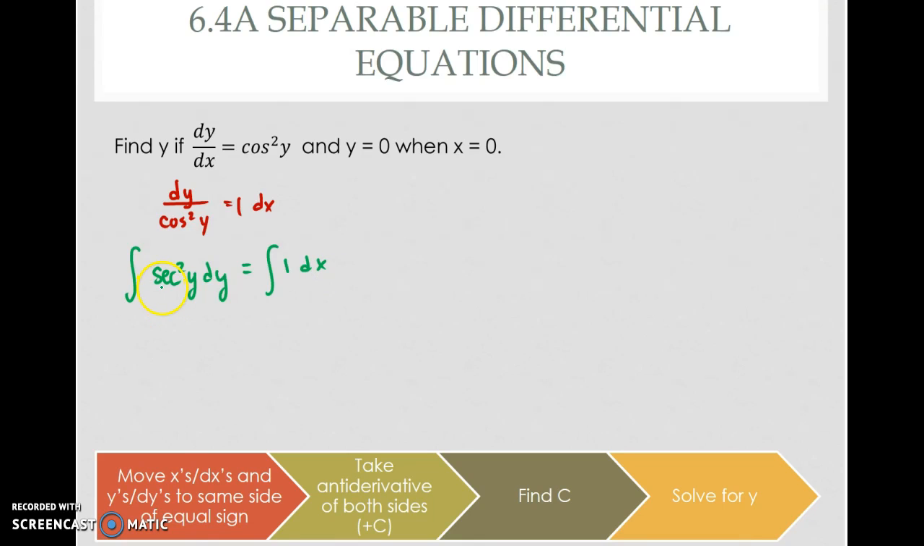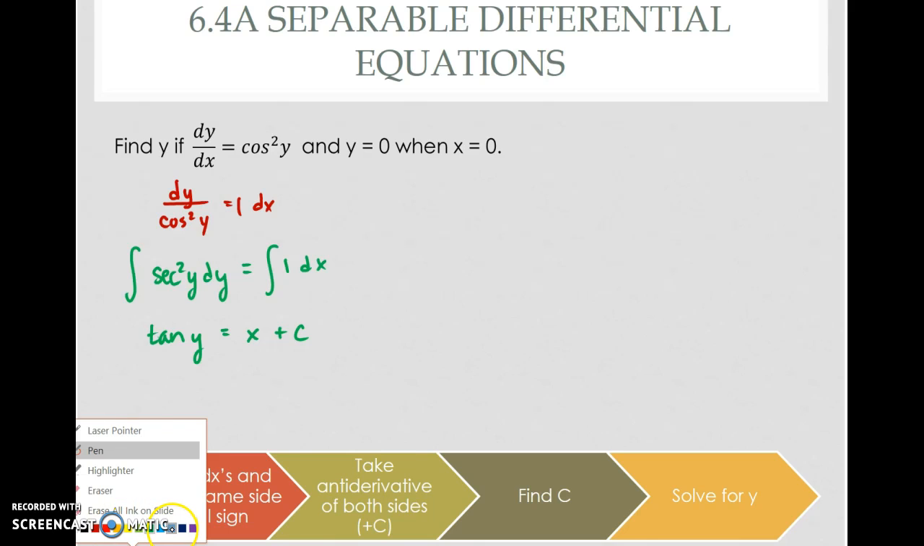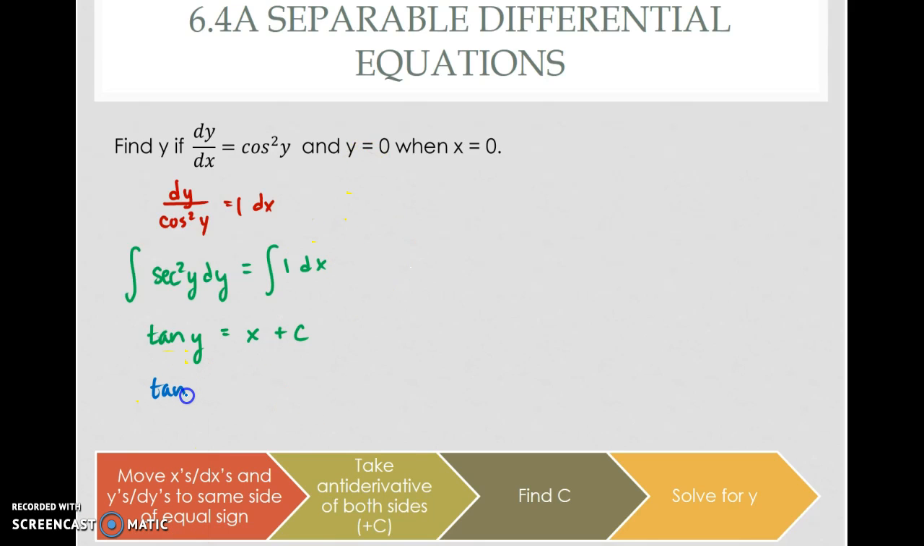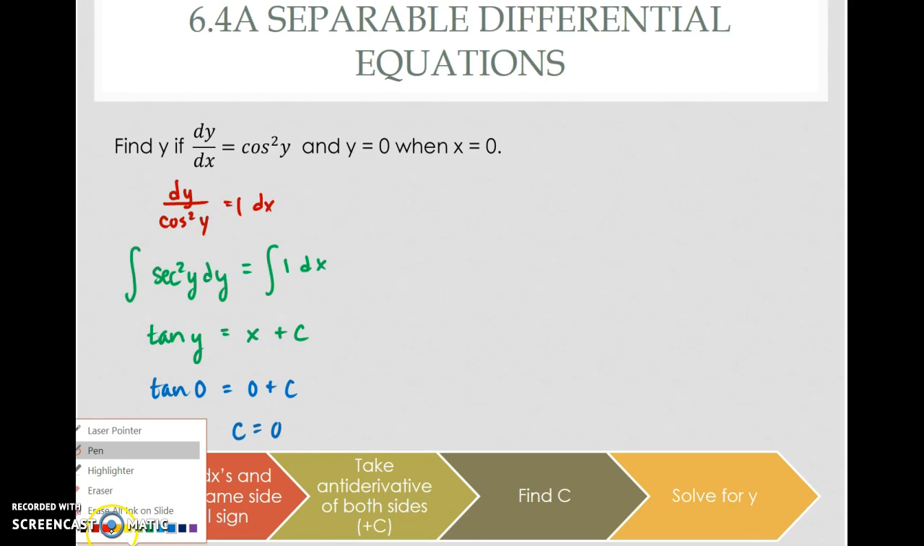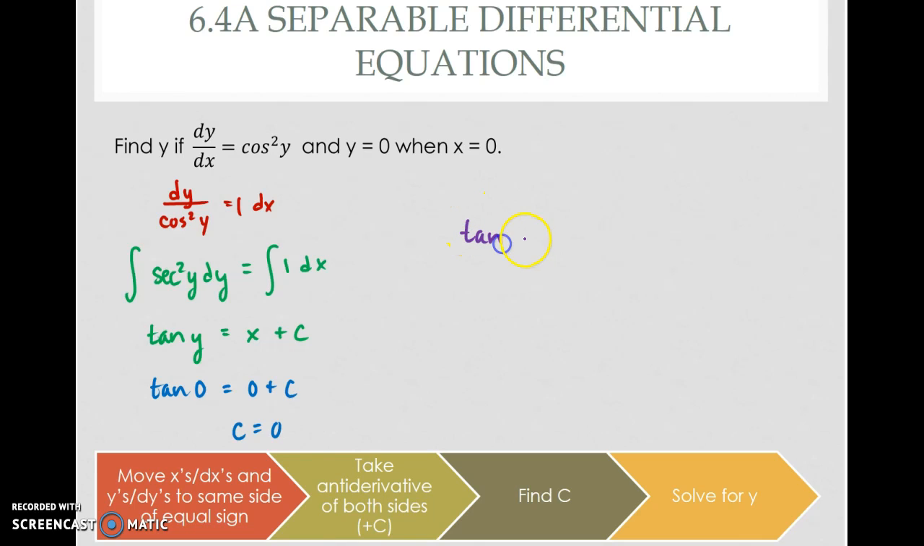Okay, now I'm taking the antiderivative, so the thing that gives me secant squared is tangent. Okay, now I'm going to plug in my numbers. So y is equal to 0, so tangent of 0 is equal to 0 plus c, so c is equal to 0. And then I'm going to solve for y. So tangent of y equals x, which means that y is equal to tangent inverse of x.